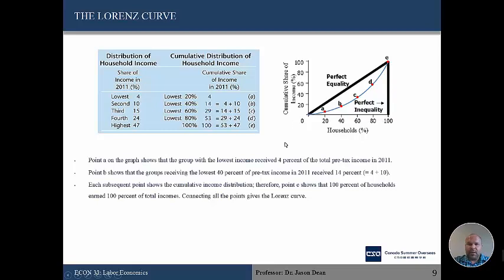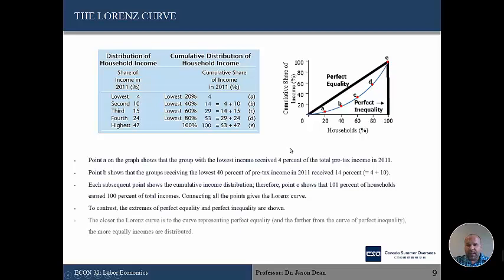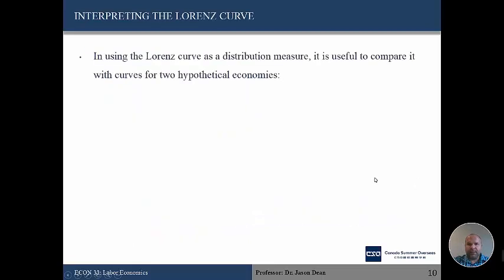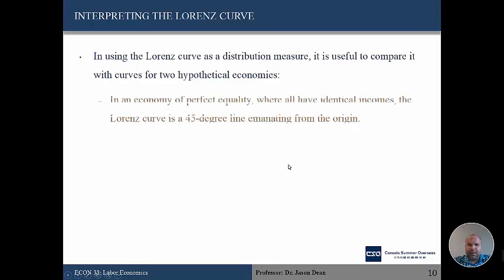Okay, so again, the Lorenz curve is this line here, and the Gini coefficient is the ratio of this area to the whole right-sided triangle here. Okay, so the Lorenz curve is a useful measure of the distribution of income. It's useful to compare two economies.